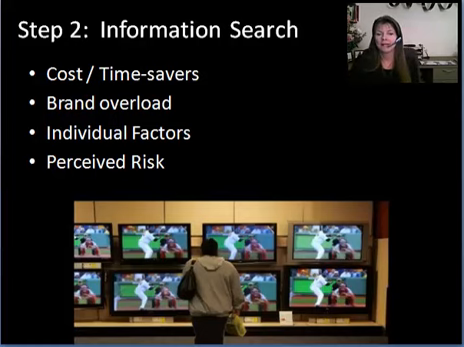And then finally, perceived risk can affect information search. The more risk of buying the wrong item, for example, the more time and information search that we tend to engage in.